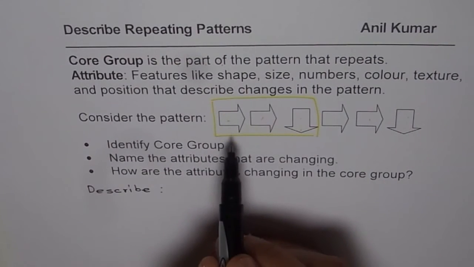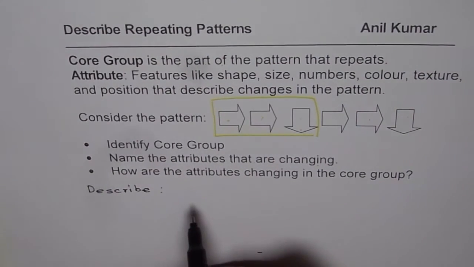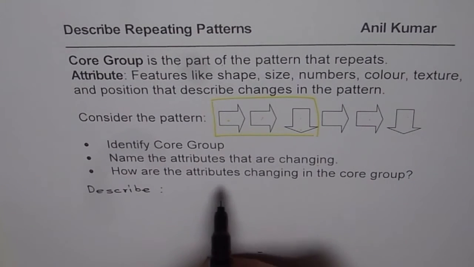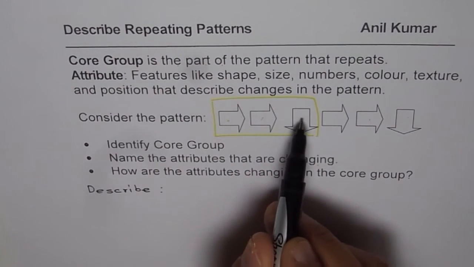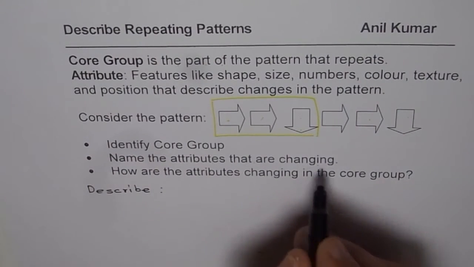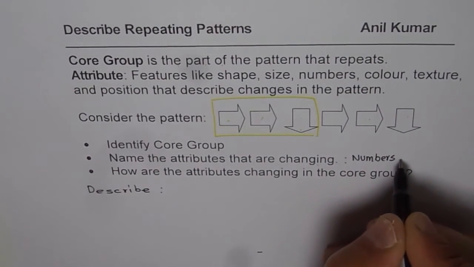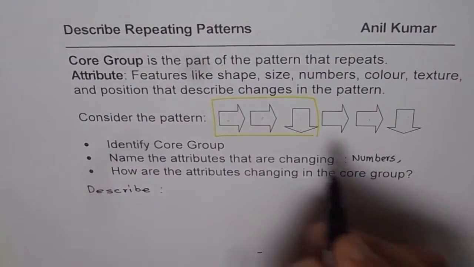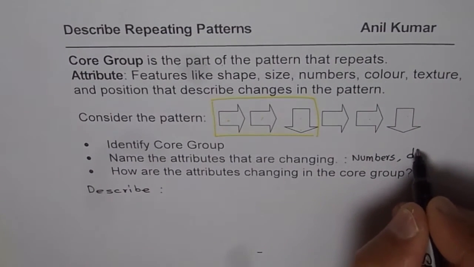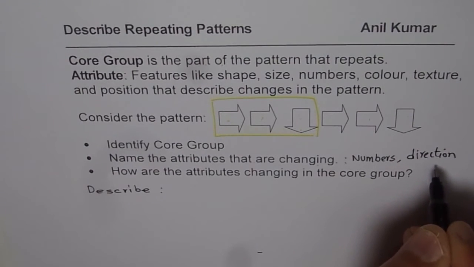Now here, you know the core group is two arrows pointing right, one down, which I've highlighted in this box. We need to name the attributes that are changing. Can you tell me how many attributes are changing? Well, one is the numbers. We have two right, one down. So as far as the changing attributes are concerned, we have numbers. And the other attribute is position or direction, right? So you could say position or direction. Let me write direction here. So these are the two attributes which are changing.